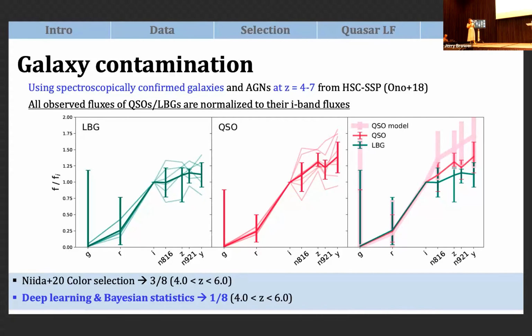So to figure out why our selection is more effective, we normalized the SEDs of quasars and line-of-sight galaxies to their i-band fluxes, and we found that the quasars have an intrinsically flatter continuum than those of line-of-sight galaxies. This distinctive feature cannot be properly traced by a selection using 2 or 3 colors at maximum. However, our selection using other colors can trace this feature.